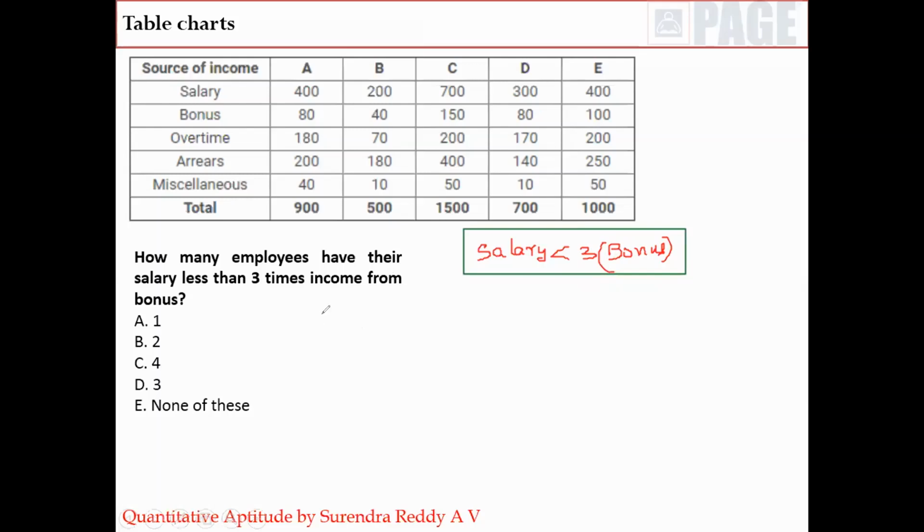For example, if you take a person A, what is salary of A? It is 400 rupees. Now, is it less than 3 times the bonus? What is the bonus of A? 80. What is 3 times 80? 240. Is it correct or wrong? Is 400 less than 240? No. No, right?